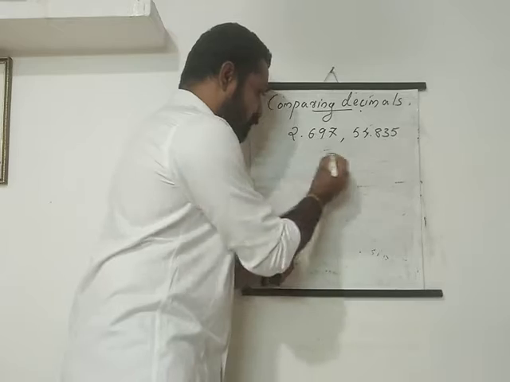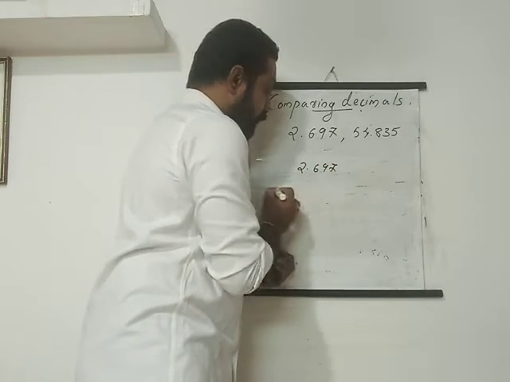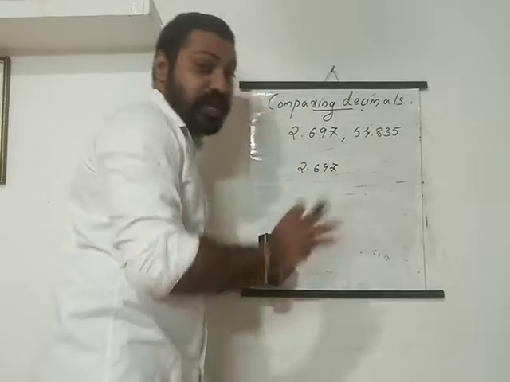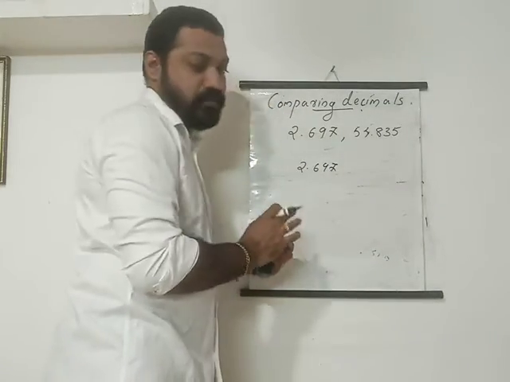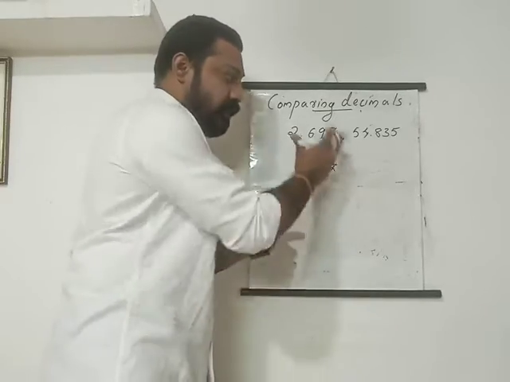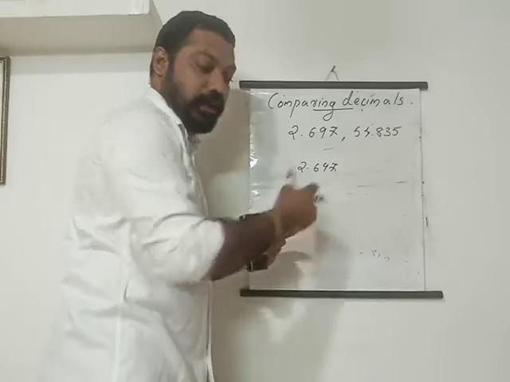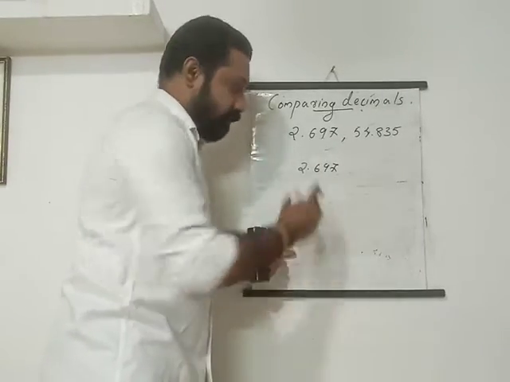I am taking the first one, 2.697. What are the place values of these numbers? This is only the introductory part, but if you understand the tricks here, you can easily find out which one is the greatest. So here I am going to write the place values.